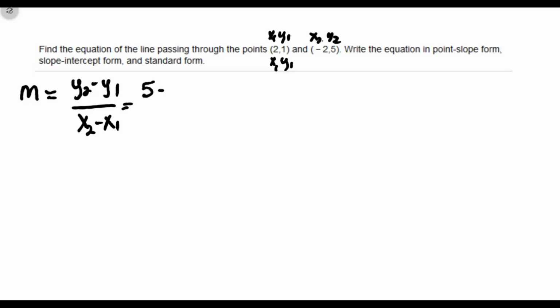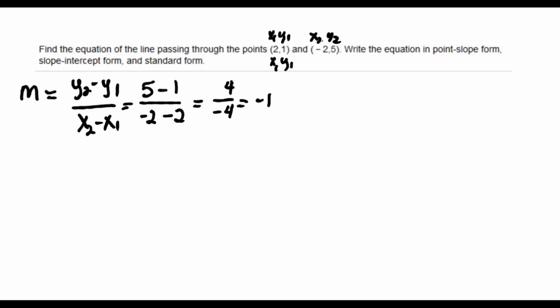y2 is 5 minus y1 is 1 over x2, which is negative 2, minus x1, which is 2. So, simplify the numerator. 5 minus 1 is 4. The denominator, negative 2 minus 2 is negative 4. And now we can simplify: 4 divided by negative 4 is negative 1.